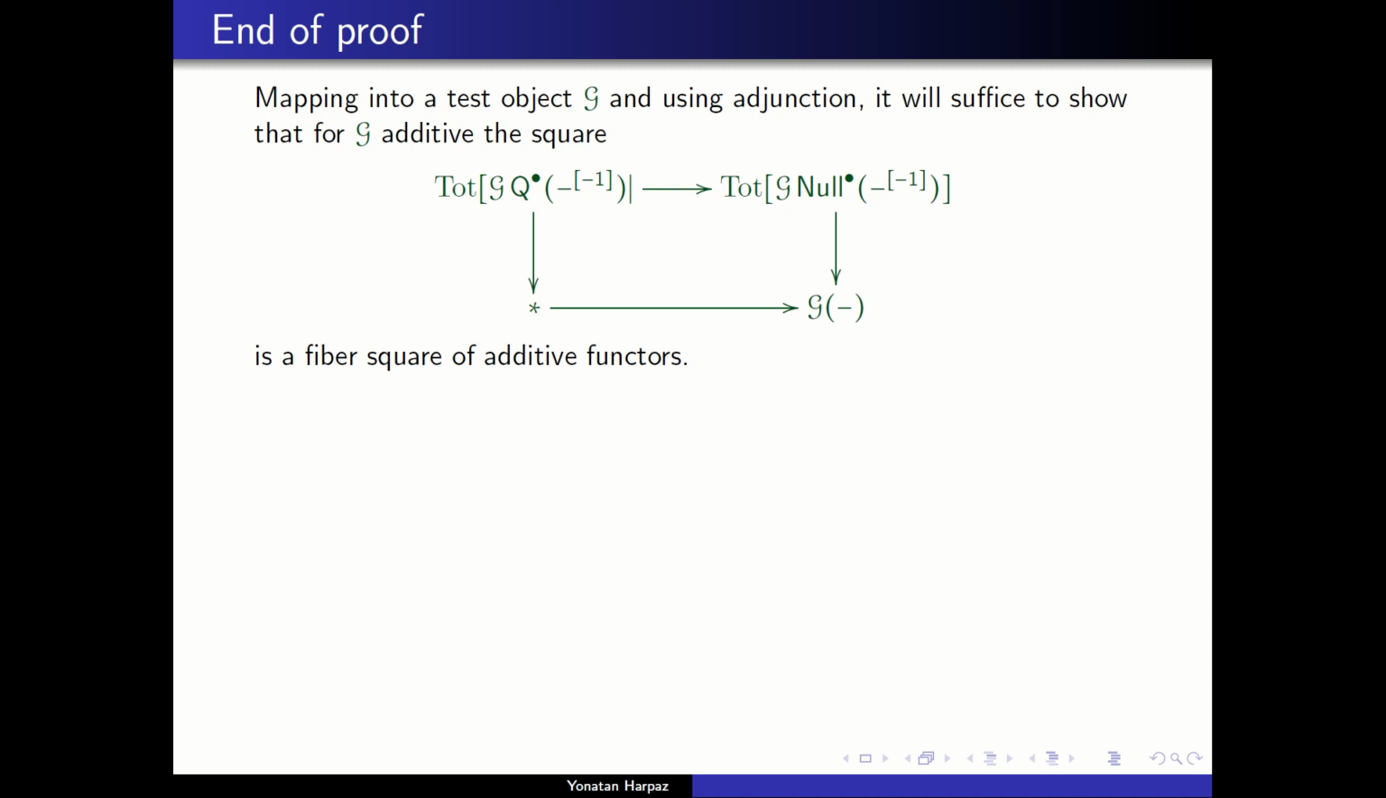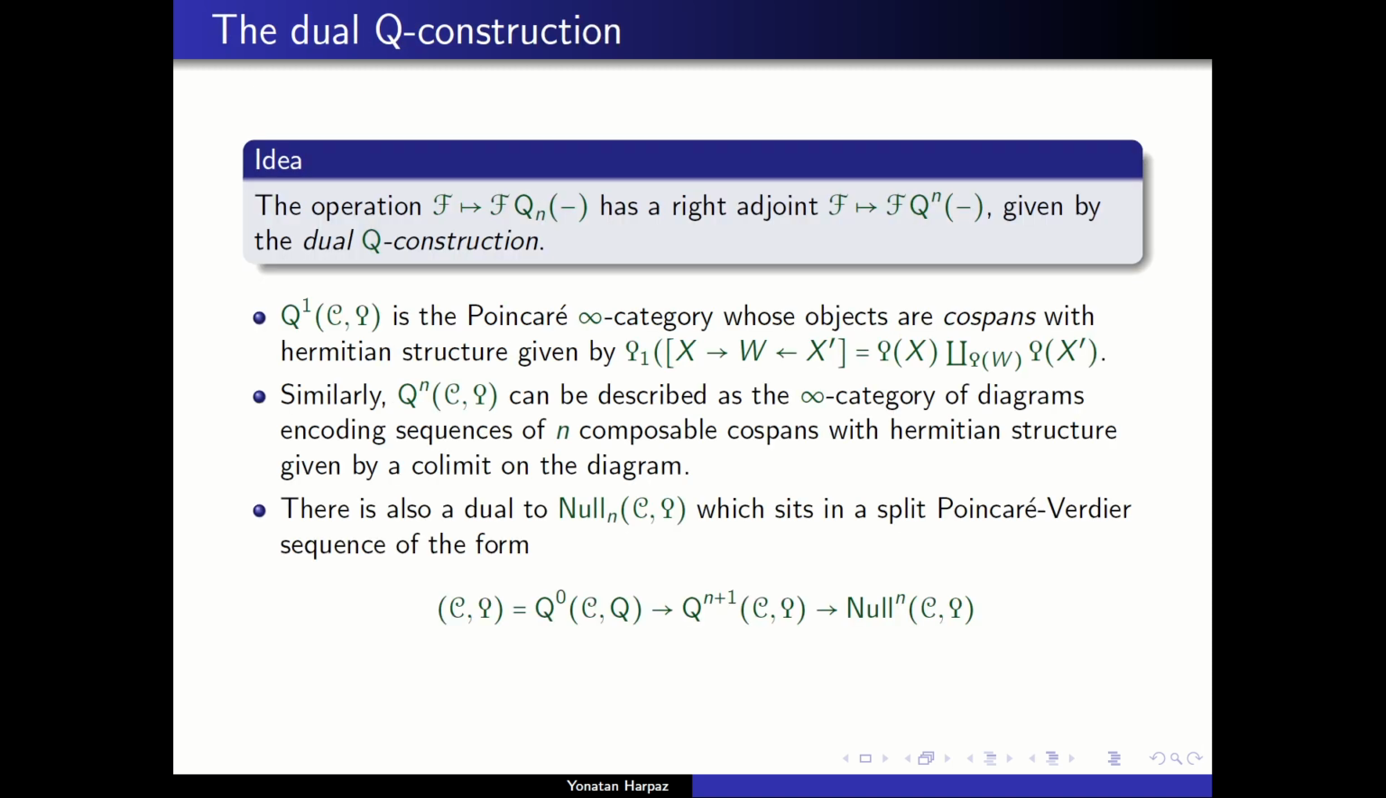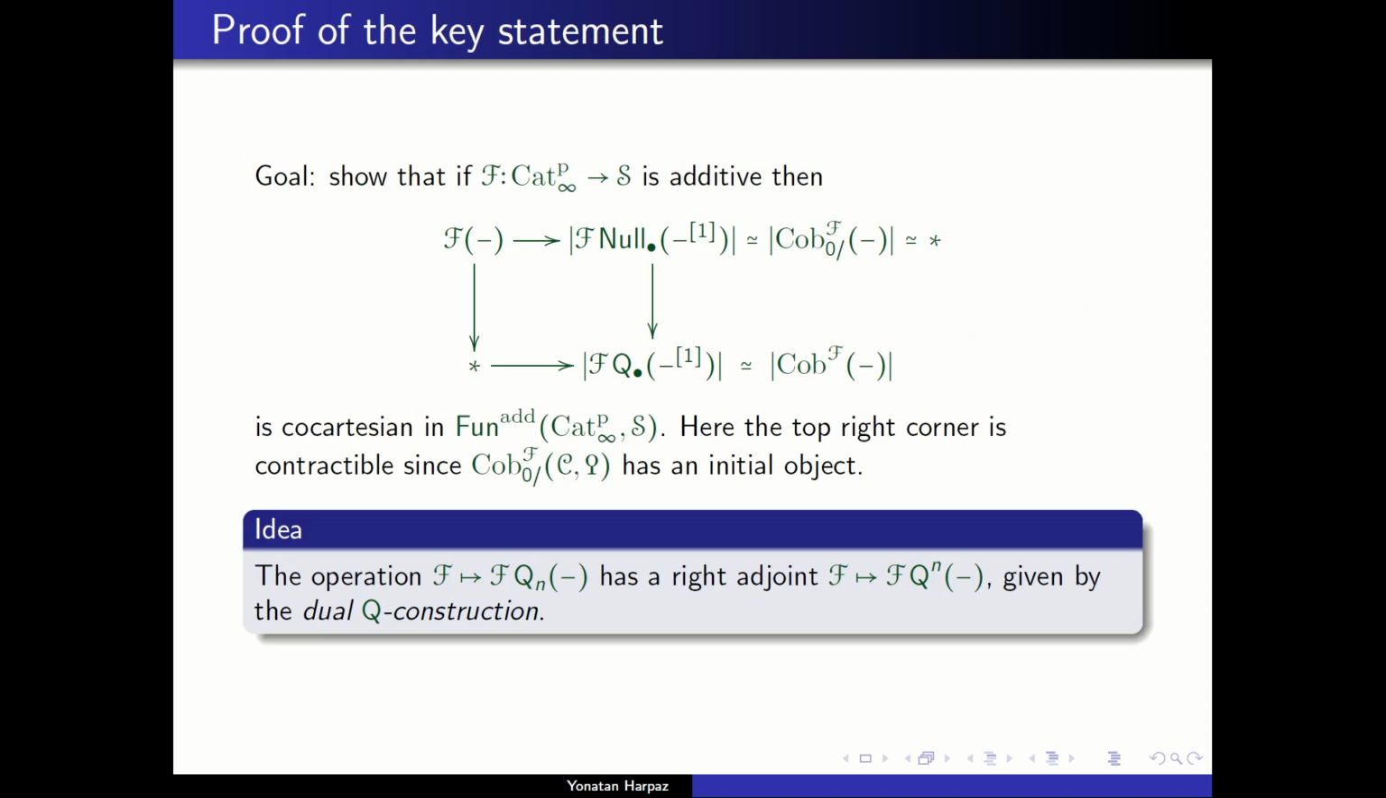And so now we can argue by adjunction. So basically, in order to show that we have this square in additive functors, and we want to show that it's coCartesian, or that it's a pushout square. How to show that something is a pushout square? Well, we can choose a test object G, something that lives here, and map this guy into it, and show that this gives us a pullback square of spaces.